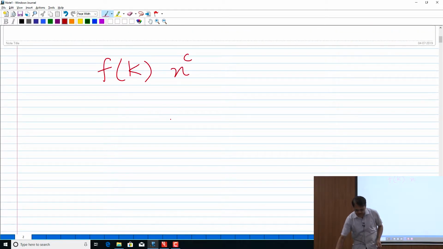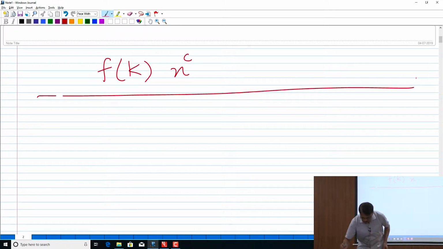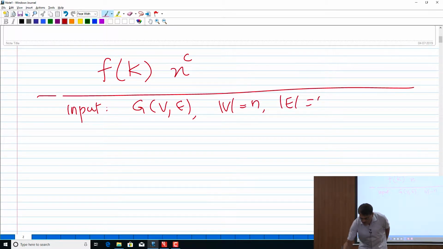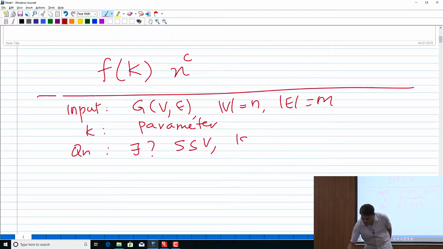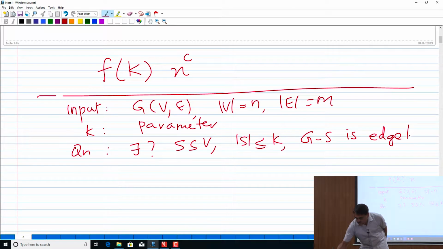Our input is a graph G, and this is always the case whether I say it or not: the number of vertices is denoted by n, the number of edges by m, and k is my parameter. Note that here I am not allowed to do n choose k, because the kernelization algorithm should be a polynomial time algorithm. So I will just do some simple pre-processing. The question is, does there exist a subset of vertices S whose size is at most k, such that G minus S is edgeless? There are many ways of defining vertex cover: such that every edge has at least one endpoint in S.